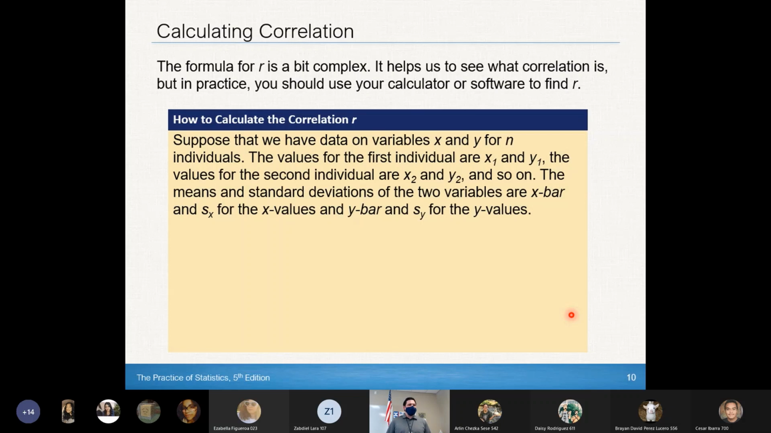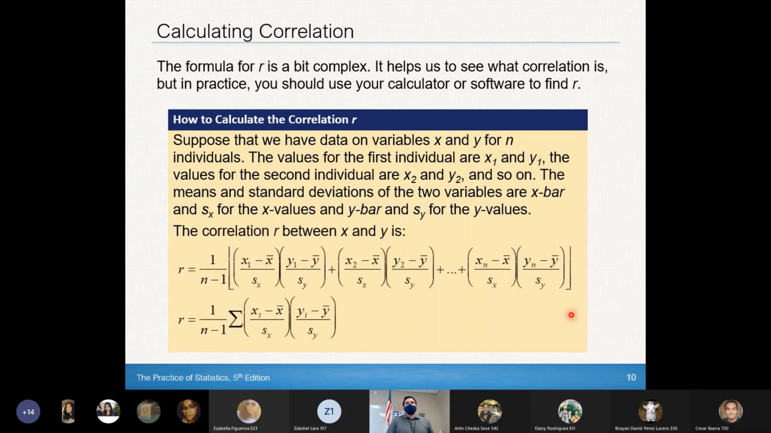Suppose that we have data on variables x and y for n individuals. The values for the first individual are x1 and y1, kind of like coordinates. The values for the second individual are x2 and y2, and so on. The means and standard deviations of the two variables are x bar and s sub x for the x values, and y bar and s sub y for the y values.